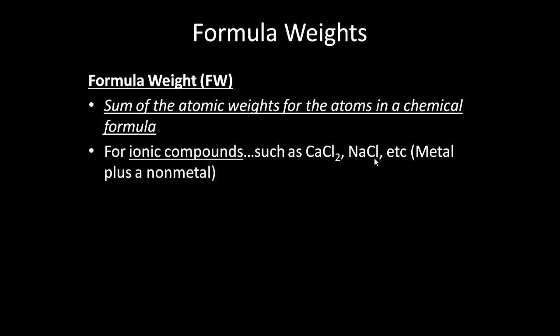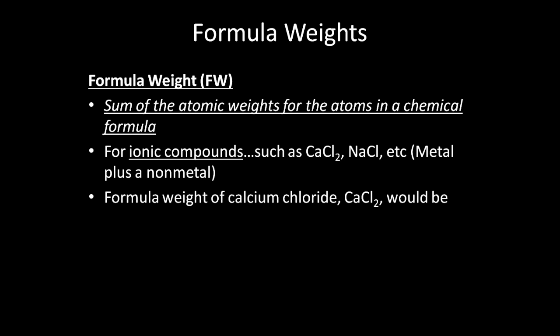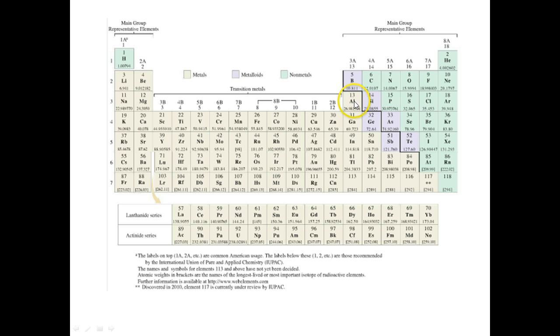If we were to use an example here, what is the formula weight for calcium chloride shown right here? We would go to the periodic table. Here it is. We see that calcium is right here. It's got an atomic weight of 40.078, and chlorine's got an atomic weight of 35.453. Now remember that the units on this would be atomic mass units.